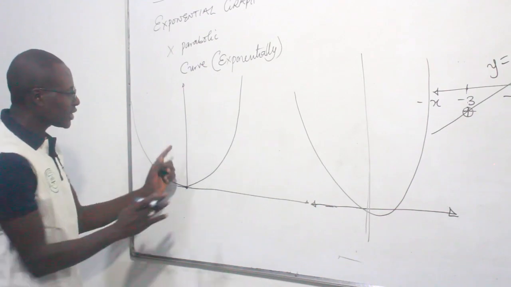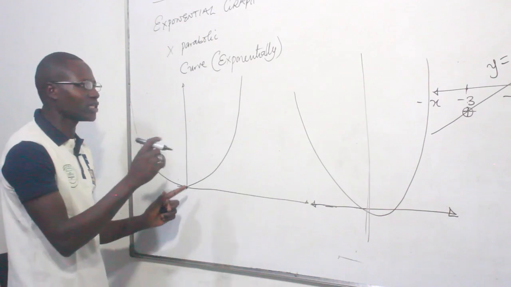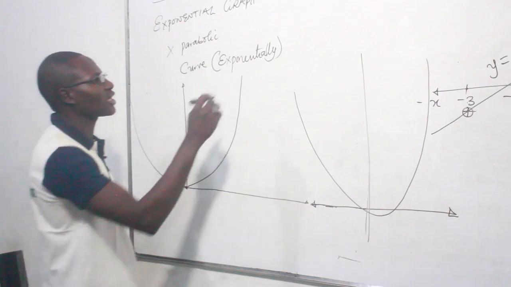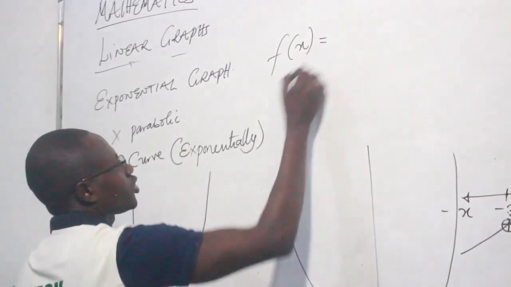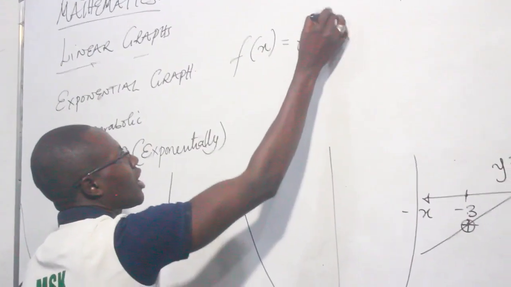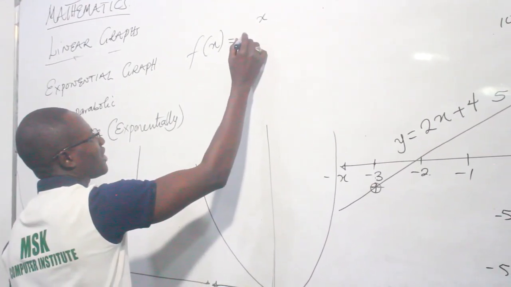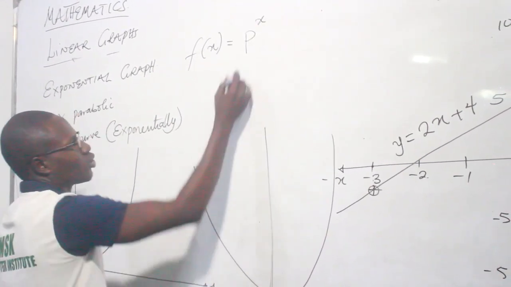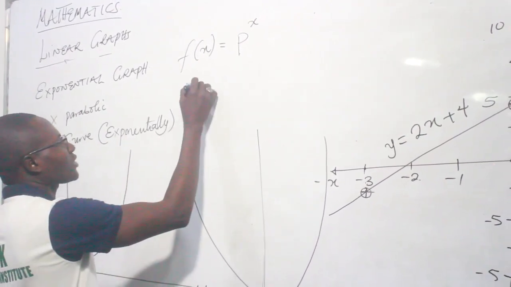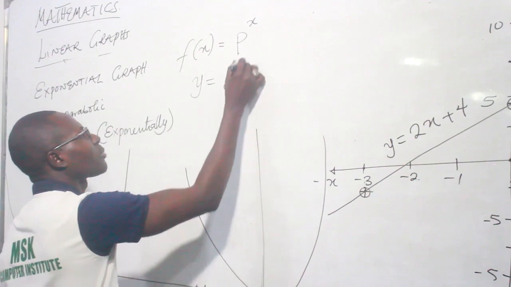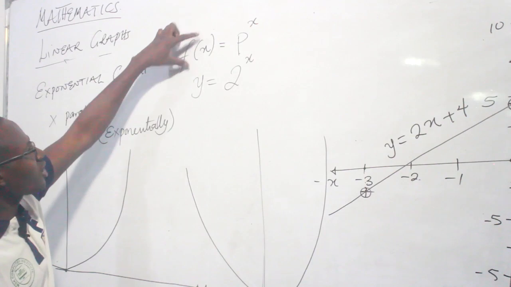So you see, this is an exponential graph. Any graph that increases exponentially is known as an exponential graph. That is why the function of x can be, let's say, e to the power of x, or, if you like, p to the power of x, where p is any value. Or let's assume we have y equals 2 to the power of x. In this case, y is the function of x.